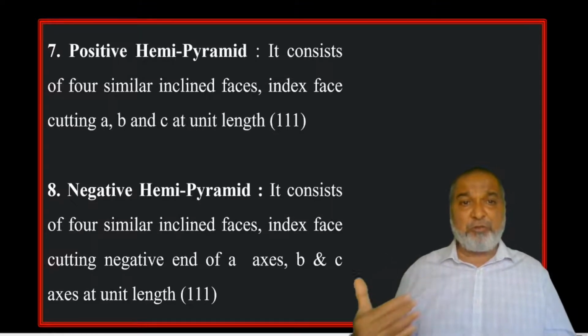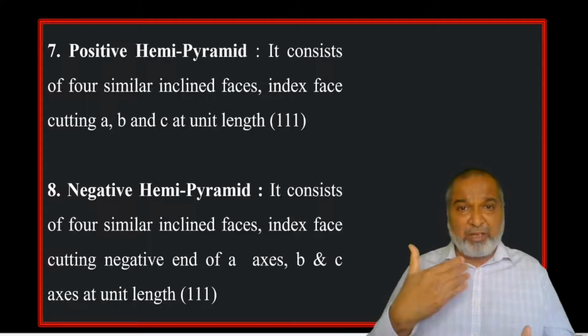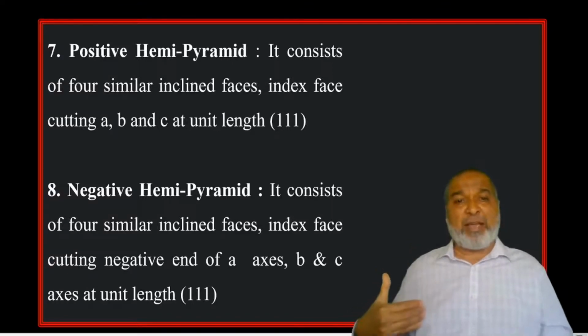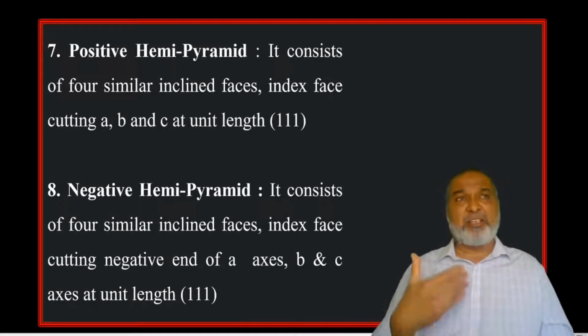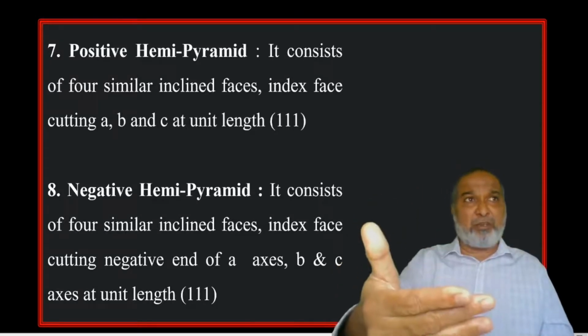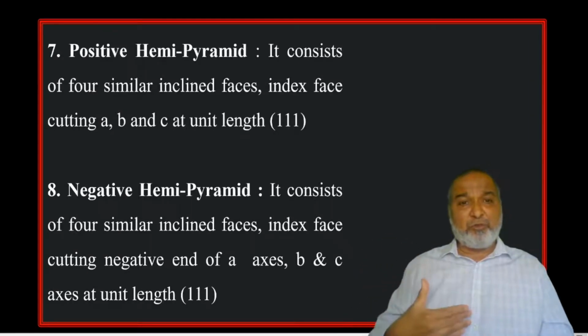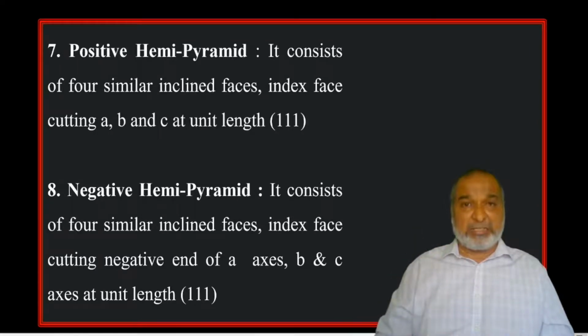Now, when you are going to make out the negative hemi-pyramid, out of the 4 faces, 2 are on the back side. Yes, 2 will be on the back side. Here we have not mentioned it in the definition, but that has to be there. So 2 on the front is the positive hemi-pyramid, and 2 on the back is the negative one. And in that, what is going to happen? It is going to cut your negative end of the A axis.